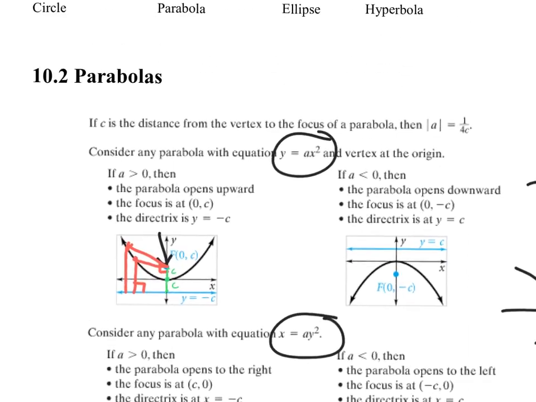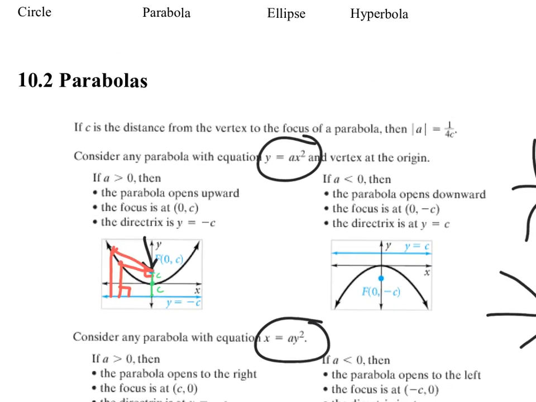Oh, actually, one more thing I need to add is that the relationship between A and C is that the absolute value of A, so the A out front, is equal to 1 over 4C. I don't pay attention so much to the absolute value; I try to think about C being negative or positive based on whether it's opening up or down. So I'll go through that with some examples.